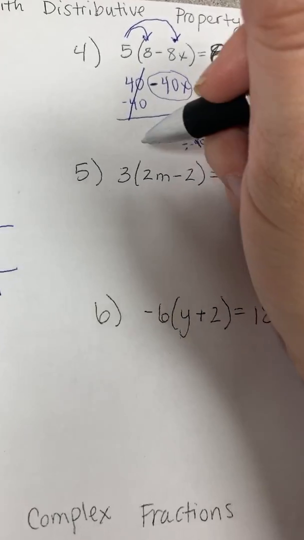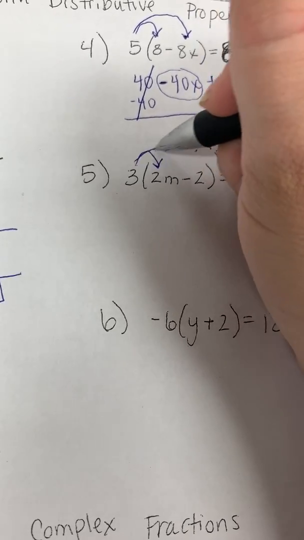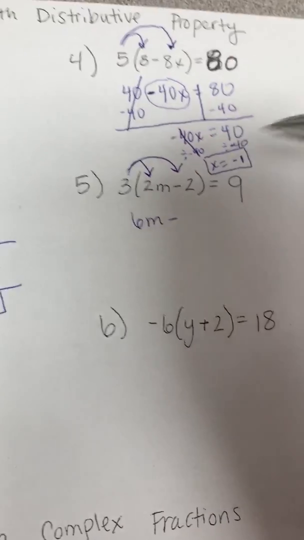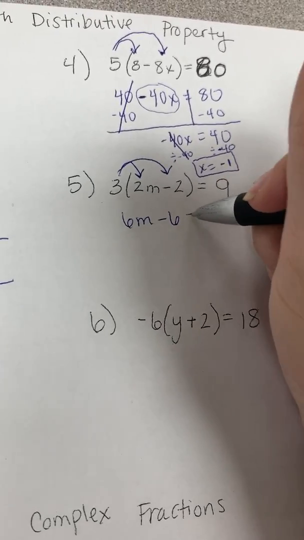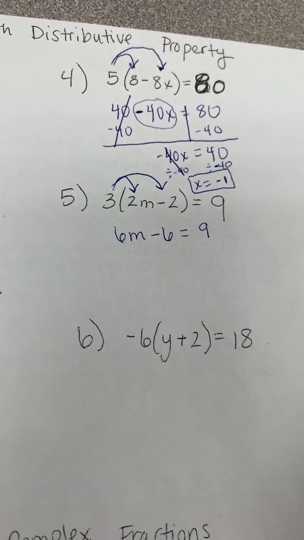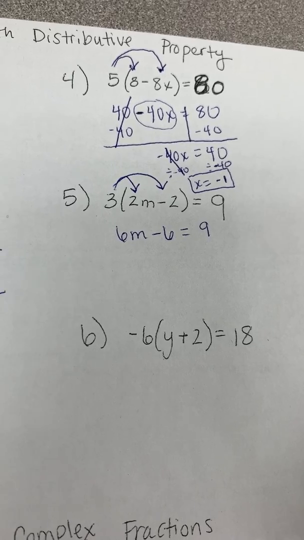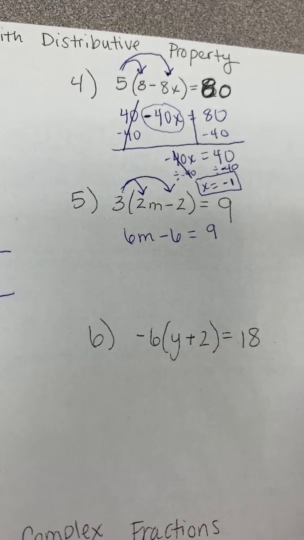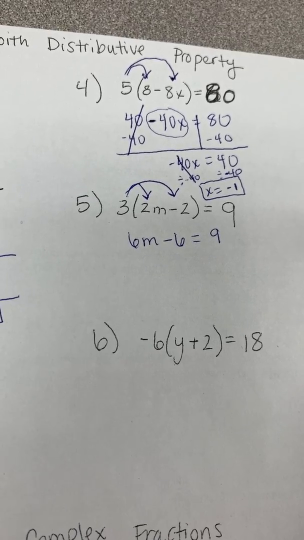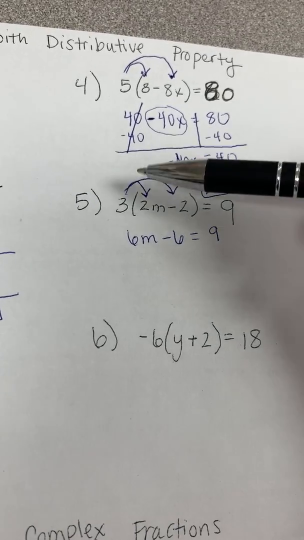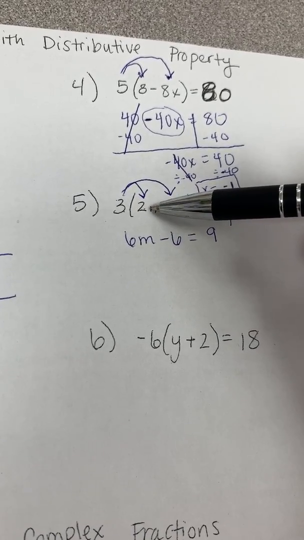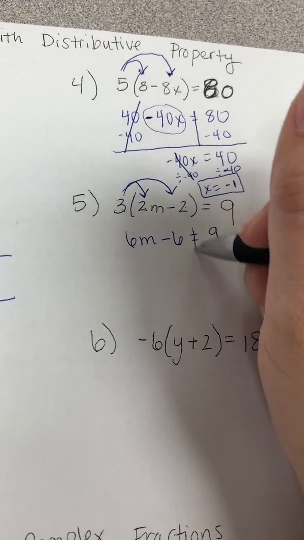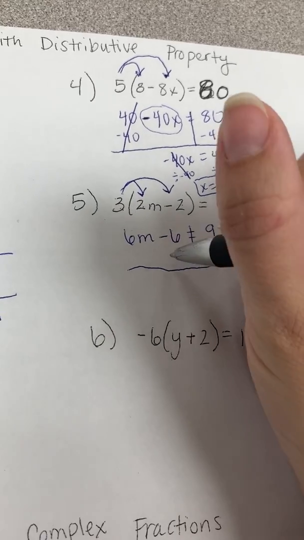Last two of these ones. 3 times 2m, 3 times negative 2. I have 6m minus 6 equals 9. Did I do that wrong? 3 times 2m, 3 times 2 is 6, 3 times 2 is 6. Oh, I did that right. Oh, I'm gonna get a fraction again. I didn't want to do that.